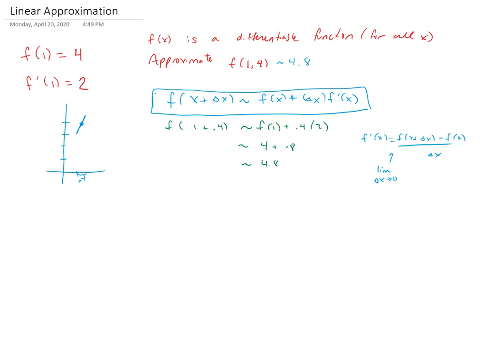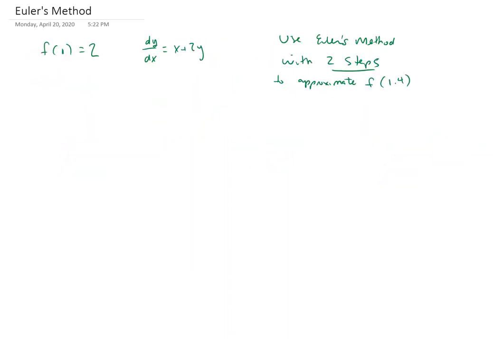Now, what we're going to do is use linear approximation in this new method called Euler's method. And Euler's method is a little bit different in that, instead of doing one big jump, we went from 1 to 1.4 in one big jump here. Euler's method says you do multiple steps, go in parts. So in this case, we're going to approximate f of 1.1 using the data of f of 1.